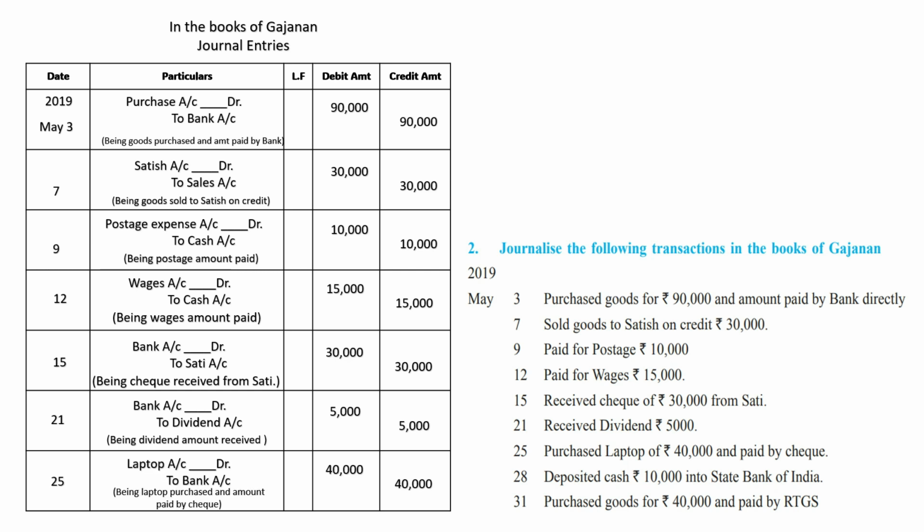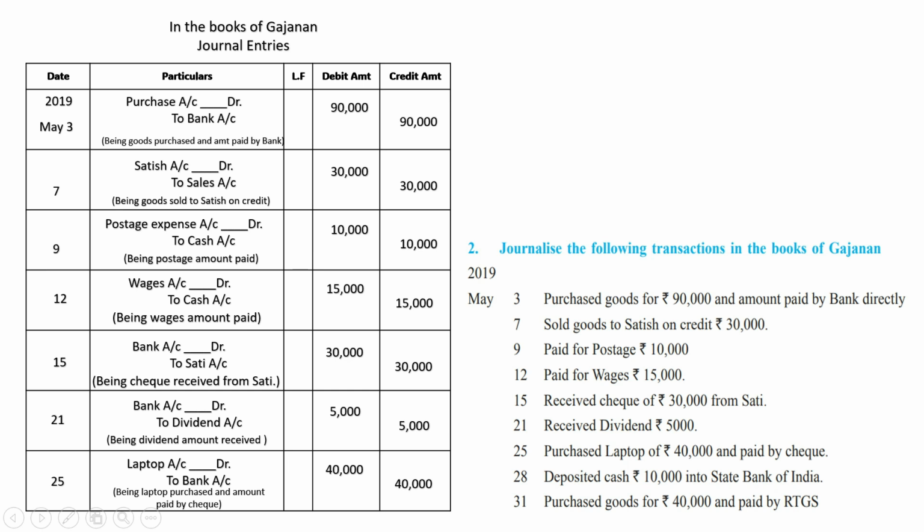So your journal entry will become laptop account debit to bank account 40,000, 40,000. And in narration you will write being laptop purchased and amount paid by check. Okay, so ये हो गया आपका 25th of May का जर्नल एंट्री. नाउ वी विल टॉक अबाउट जर्नल एंट्री ऑन 28th May.